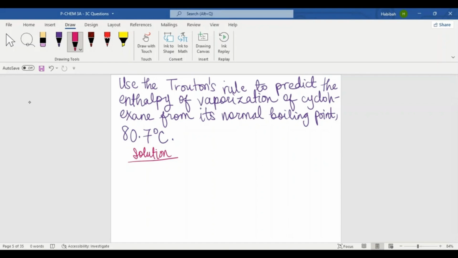So today we're going to be working on the question on the screen that says use Trouton's rule to predict the enthalpy of vaporization of cyclohexane from its normal boiling point, 80.7 degrees Celsius.